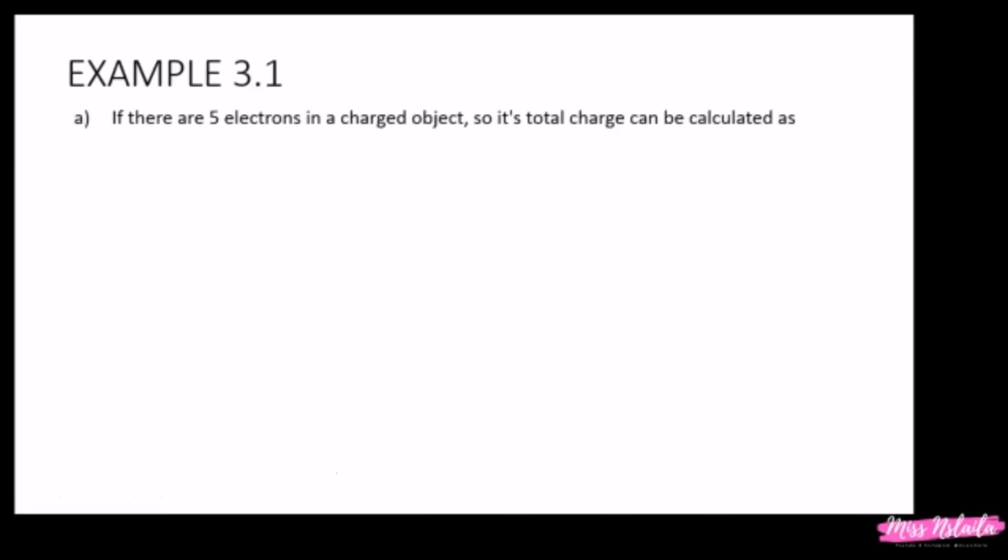Let's try this example, 3.1. A. If there are 5 electrons in a charged object, its total charge can be calculated using the equation Q equals NE. N is equal to 5, meanwhile e is 1.6 times 10 to the power of negative 19. Then you will get 8 times 10 to the power of negative 19 Coulomb.